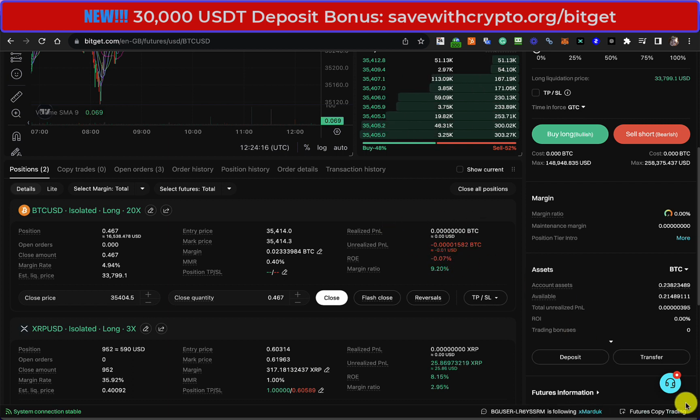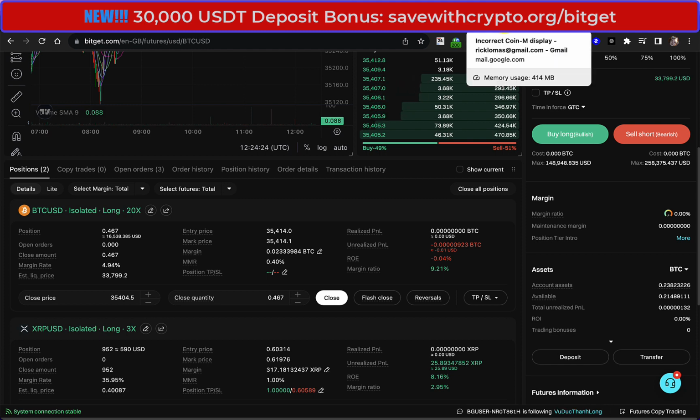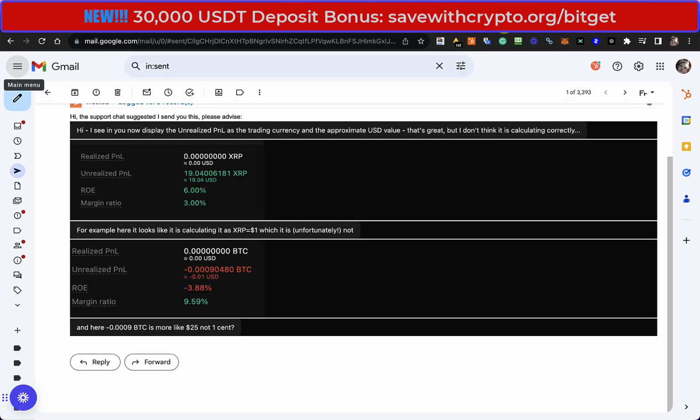Now, I did query this with the chat thingy, and I got hold of a human, and they suggested that I emailed Bitget to tell them what I'd seen. So I've sent this email saying that I see you now display the unrealized P&L as the trading currency and the approximate USD value. That's great, but I don't think it's calculating properly.